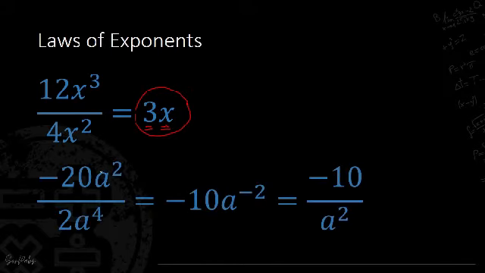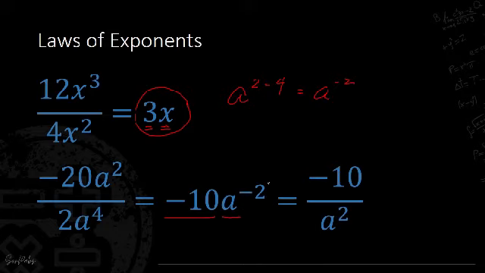Next, we have negative 20a squared divided by 2a to the 4th power. So in this case, we will apply two laws of exponents. So first, we have the division of similar variable, and second one, we have a negative exponent. Okay, so we have negative 20 divided by 2, so that will be negative 10. Then copy the similar variable a, then subtract the exponent. So that is 2 minus 4. So the exponent of a in this example is 2 minus 4. So therefore, that will be equals to a to the 2 minus 4, negative 2. So that's how we obtain the negative 2 exponent.